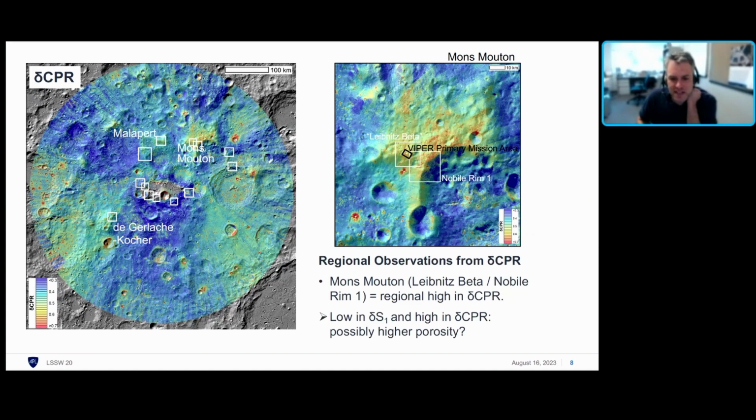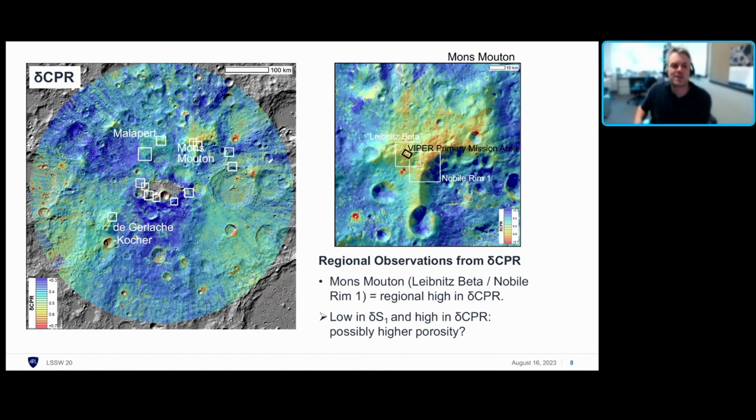The main things that stand out here really are that Montana is like this red anomaly. It's high CPR, and we know it's also low S1. The combination of those two things has led us to interpret it as potentially an area of higher porosity, maybe by 10 to 20% than typical highlands terrain. It'll be really interesting to see whether that plays out correctly with VIPER drills next year.